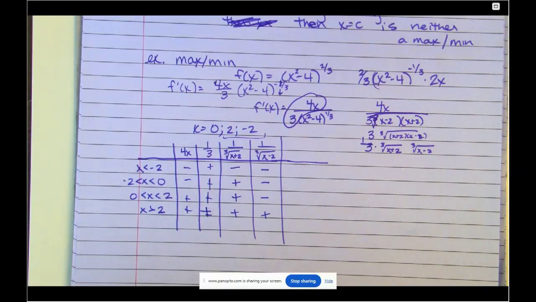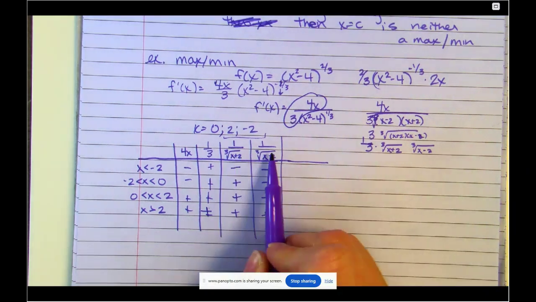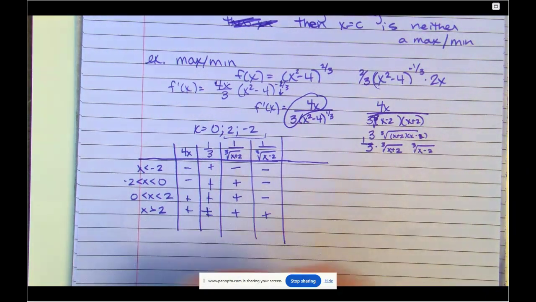If you have factored correctly, because it's linear. Each of these pieces, x plus 2, x minus 2, 4x, they're all linear pieces. And so a linear only crosses the x-axis once. Okay?